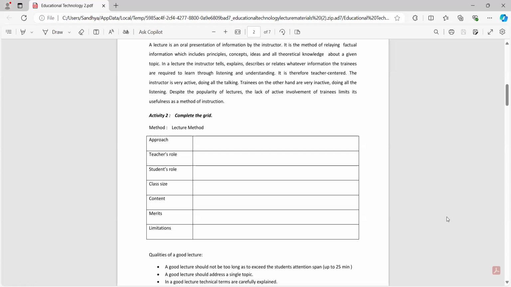Then teacher's role in the lecture method. Knowledge imparter. Very good. What else? Is it only knowledge imparter?